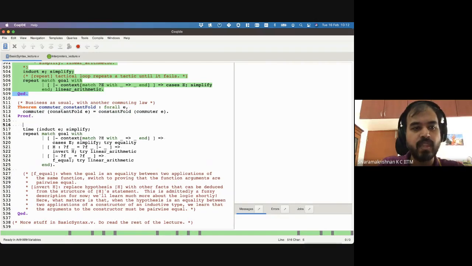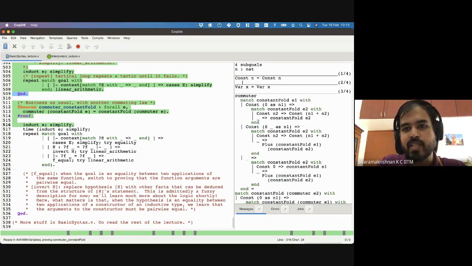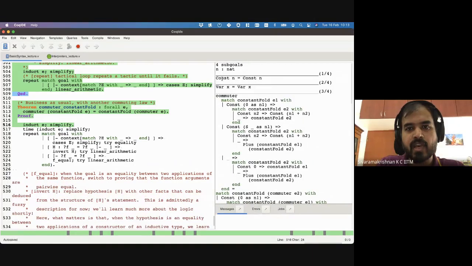The idea is to solve this by induction on E. We look at the terms, get the induction hypothesis for the subterms, and then try to prove it. So let's induct on E and simplify each of the terms. Okay, and then you see that you have a const n equals constant here. This goes through with equality, because equality is reflexive.